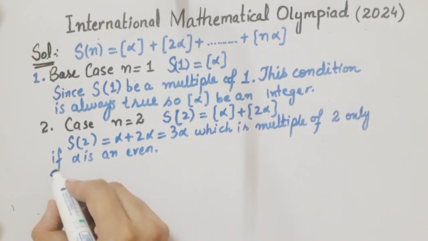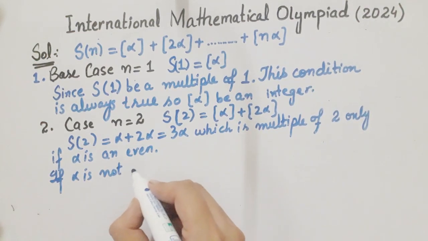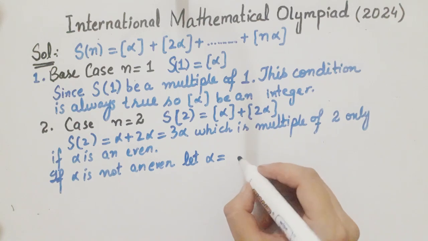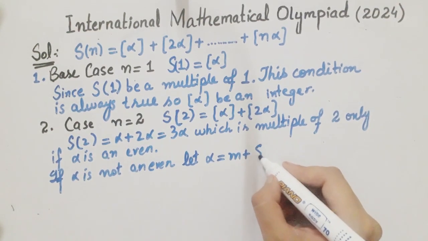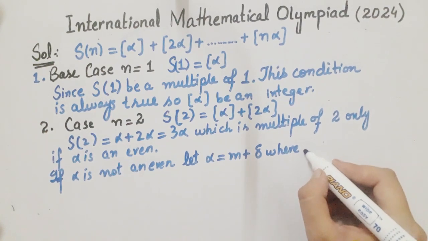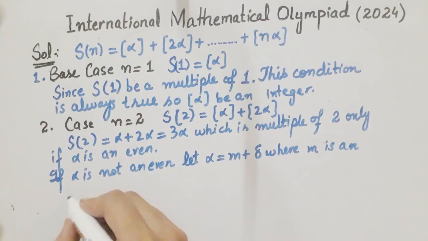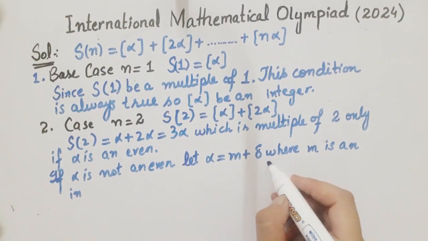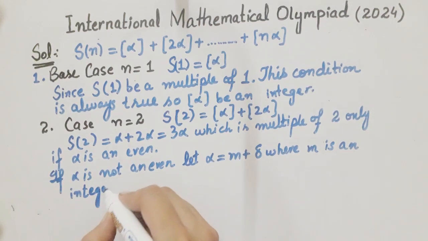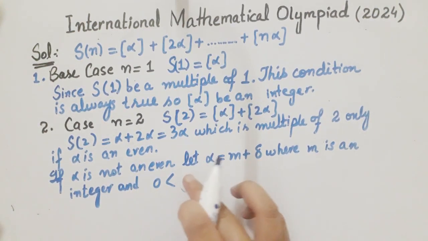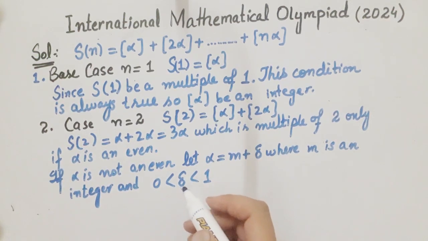Otherwise, if alpha is not even, this is the condition when alpha is not an even number. Let's suppose alpha is equal to m plus epsilon, where m is an integer, and the condition for epsilon is that it is between 0 and 1. Maybe 0.1, 0.2, 0.3, any number that is greater than 0 and less than 1.